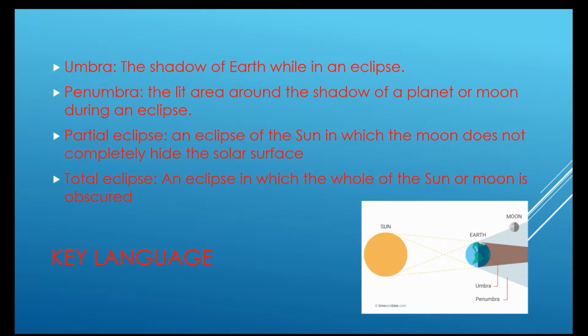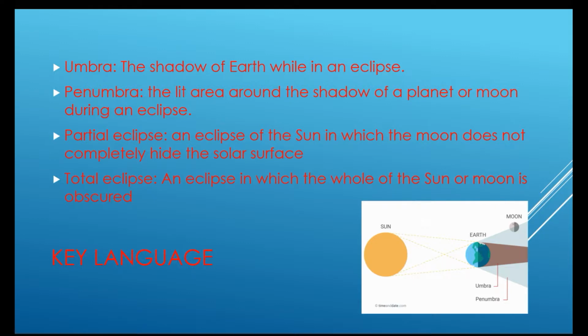A partial eclipse is an eclipse of the sun in which the moon does not completely hide the solar surface. And we'll talk more about what a partial and total eclipse is later in the lesson. This leaves a total eclipse being an eclipse in which the whole of the sun or moon is obscured. If you are needing more time now to stop the video and continue writing the key language into your book, please pause the video.